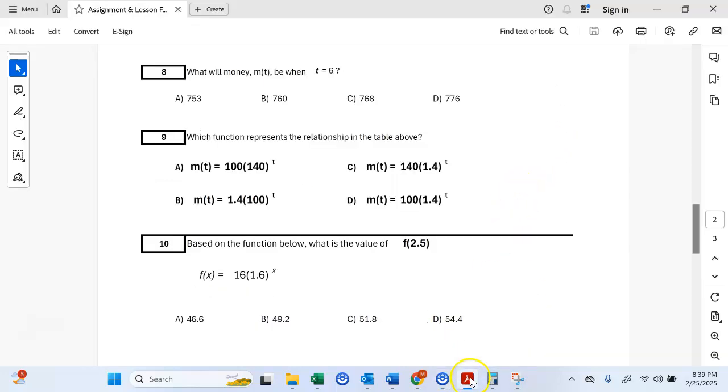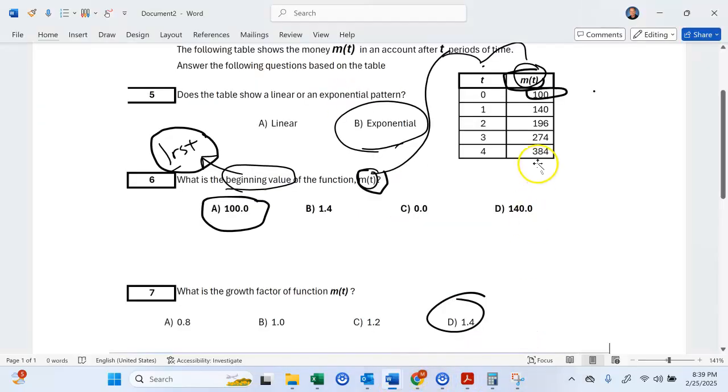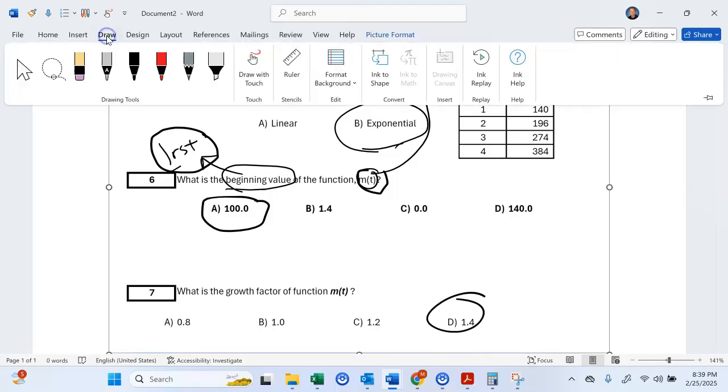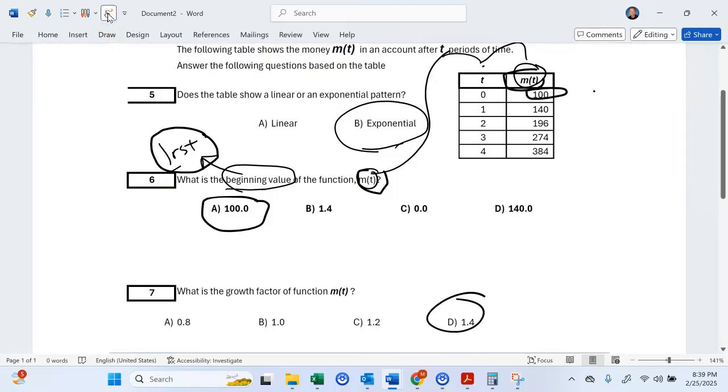Okay, so now the next questions we have are these right here. What will the money be when time is equal to 6, now that we know the pattern? Well, to answer this question, we already know what it is when time is 4, that the money will be 384, and we know how the pattern is increasing. So basically, to get from here to here, we take this value here, the 274, and we multiply it by 1.4, and that gets us to 384.